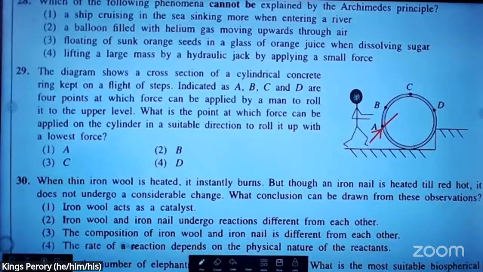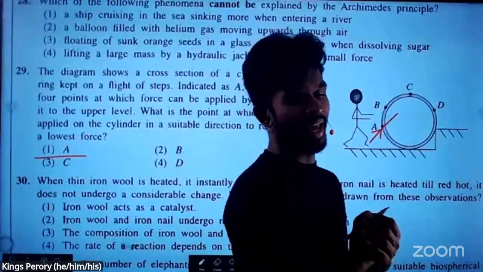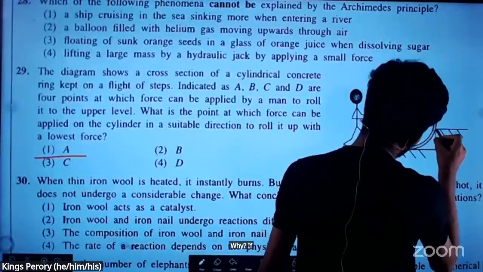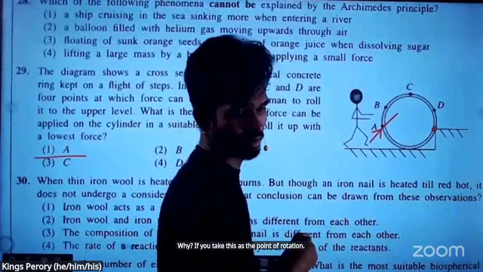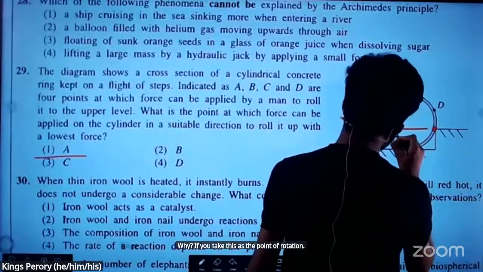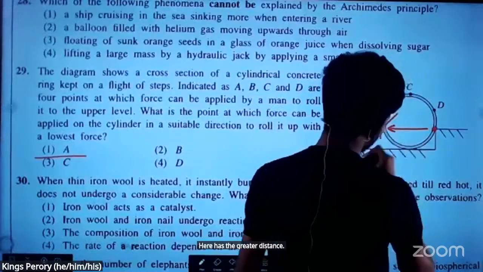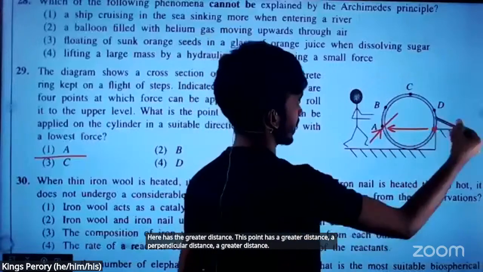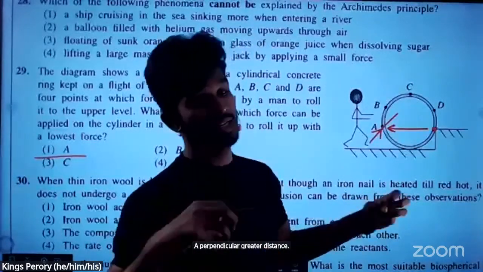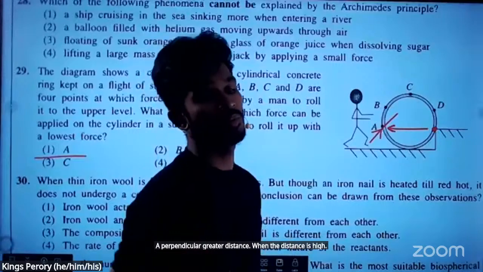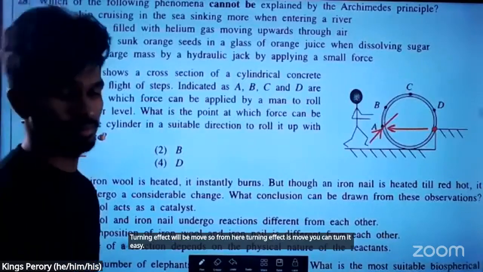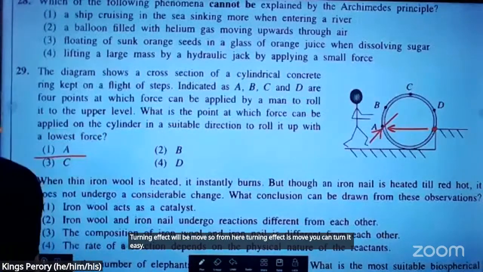So answer is answer 1, A. Actually, you can explain this in terms of moment. If you take this as the point of rotation, this point has a greater perpendicular distance. When the distance is high, turning effect will be more. So from here, turning effect is more. You can turn it easily. That way you can explain it.